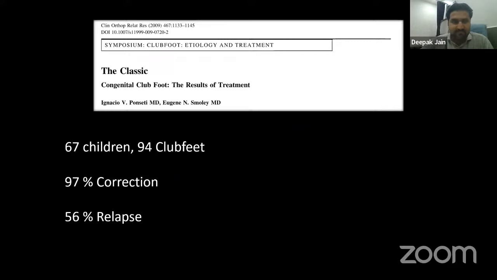failure of Ponseti's method. So in 1963, he published a paper with 94 clubfoot in 67 children, and he achieved almost 97% of initial correction. But there was a high rate of relapse, almost up to 56%.